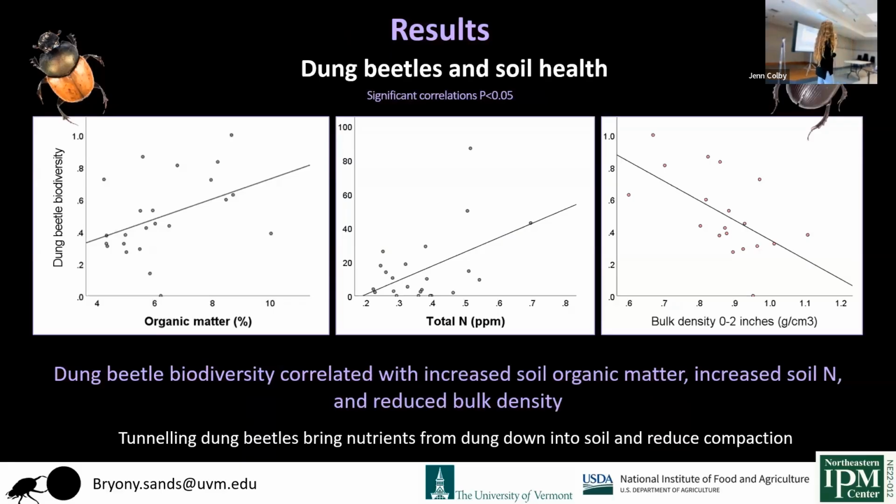This is the results, the relationships between dung beetles and soil health. Up the side, we have dung beetle biodiversity, and then along the bottom, we have different soil health indicators. This is soil organic matter, the second one is nitrogen, and the third one is bulk density, which is obviously a measure of soil compaction. And you can see here that dung beetle biodiversity was positively correlated. The higher the dung beetle biodiversity, the higher the soil organic matter, and the same for nitrogen. Then for bulk density, the higher the dung beetle biodiversity, the lower the bulk density, the lower the soil compaction. And that sort of makes sense as we've been discussing, those tunneling dung beetles bringing the organic matter nutrients down into the soil, at the same time those tunnels reducing compaction.